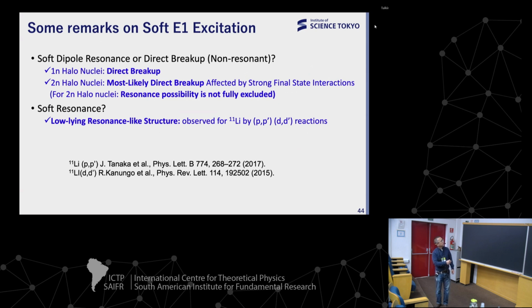And about soft resonance, actually, there is another experiment by PP prime or DD prime reactions by Tanaka-san or Kanungo-san. You can have a look at this literature. But they actually found some resonance state in lithium-11. But this resonance state may be different from what we saw in this direct breakup. So maybe in the Coulomb breakup, direct breakup may dominate. But if you use a light target like this, maybe you can excite a resonance-like structure in lithium-11.